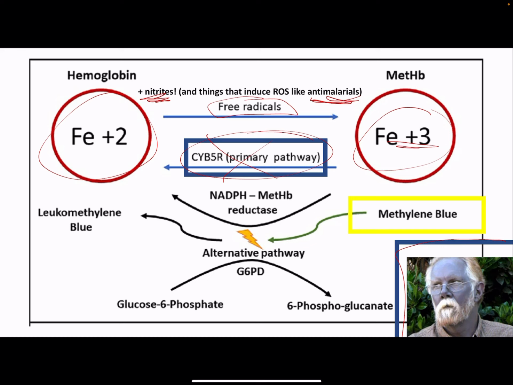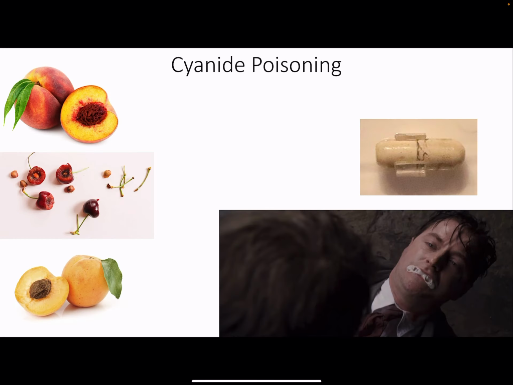hence his blue characteristic. So now a treatment for this is methylene blue. Methylene blue is an alternative route to reduce the 3+ back to the 2+ that does not require this enzyme. So if you have a bunch of methylene blue, you can make this go back to the normal 2+ state. That's a good therapy.